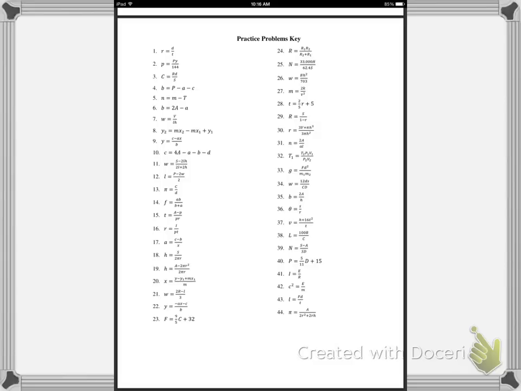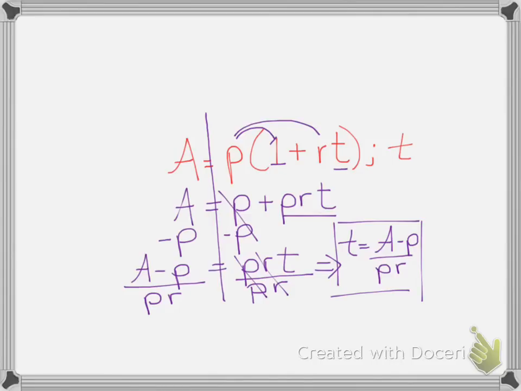Those are answers. Oh, I wanted to check my answer. That's what I was getting at. I said it was number 15. I got T is equal to A minus P over PR.